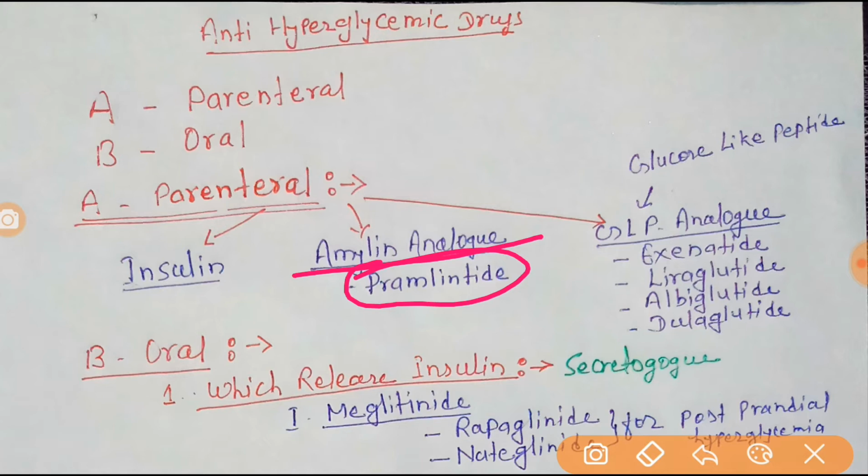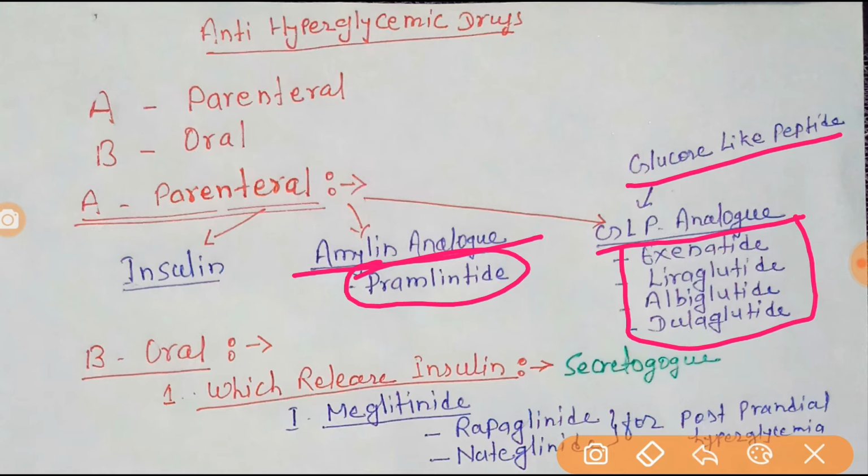The next group is the GLP analog, also known as glucagon-like peptide analog. It includes exenatide, liraglutide, albiglutide and dulaglutide. Here you have to remember the suffix tide.